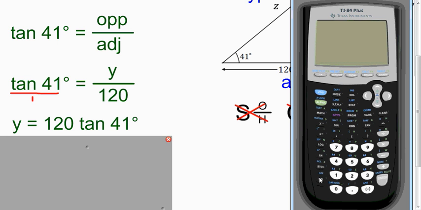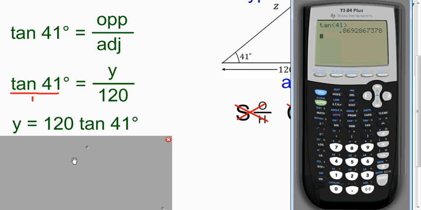So in order to do this, first double check that your calculator is in degree mode. To do so, press the mode button. Go down to where it says radian. Go to the right and press enter. And now degree is highlighted, so we're in the correct mode. So tangent of 41 is just a number. And it's about this number.